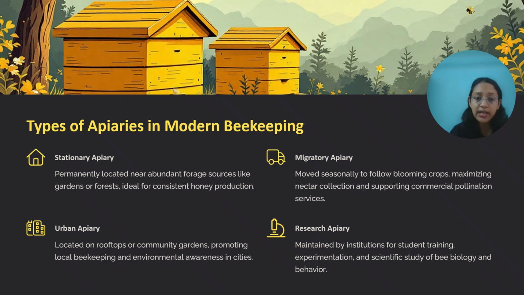The third is the urban apiary. Urban apiaries are located on rooftops or community gardens, promoting local beekeeping and environmental awareness in cities. So this is done as a community service, where in a local area the neighbors do it. Then the research apiary, which is maintained by institutes for students for experimentation and scientific study of bee behavior.